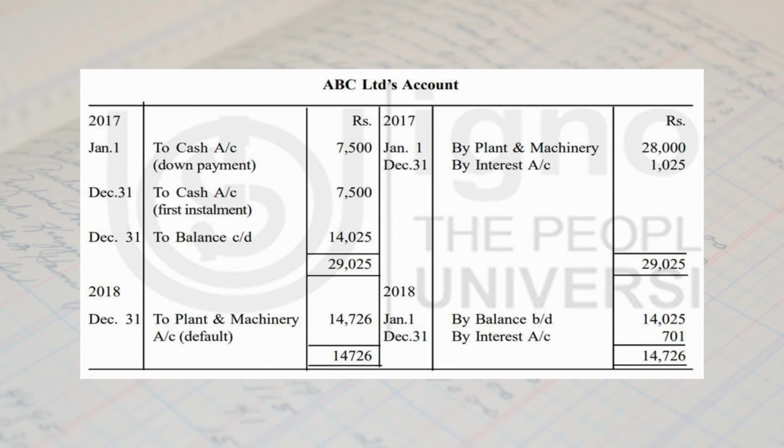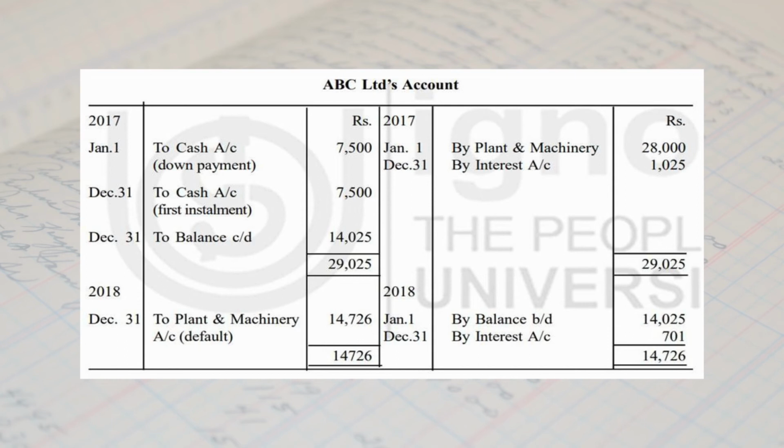So, in the books of the hire purchaser, the hire purchaser made the down payment to the hire vendor. He made the entry ABC Limited account debit to cash, 7,500. And he has made the purchase of the asset. So, the entry was plant and machinery account debit to ABC Limited. So, in the accounts of ABC Limited, it is by plant and machinery 28,000. At the end of the first year, the first installment was also made of rupees 7,500.